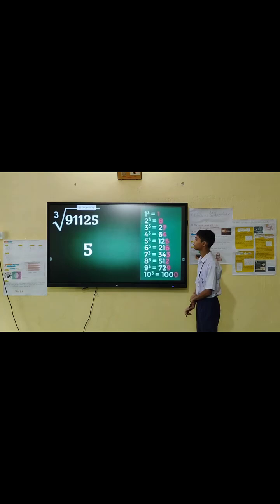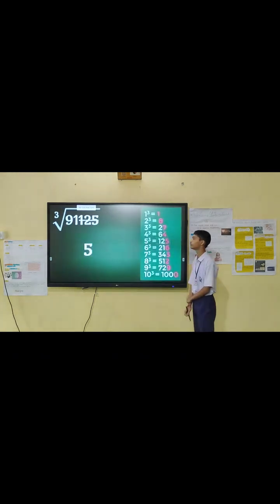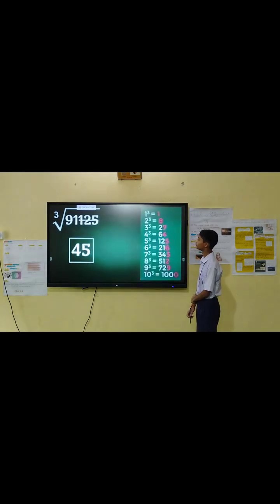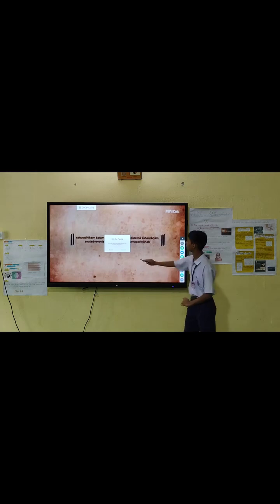Here, now we will cut the last 3 digits and focus on 91. Now we have to see which number's cube comes close to 91. For example, 4's cube is 64 and 5's cube is 125. Because 125 is more than 91, we will consider 4. So, our first digit will be 4. So, our final answer will be 45. So, the cube root of 91,125 is 45. Aryabhata wrote, translated.